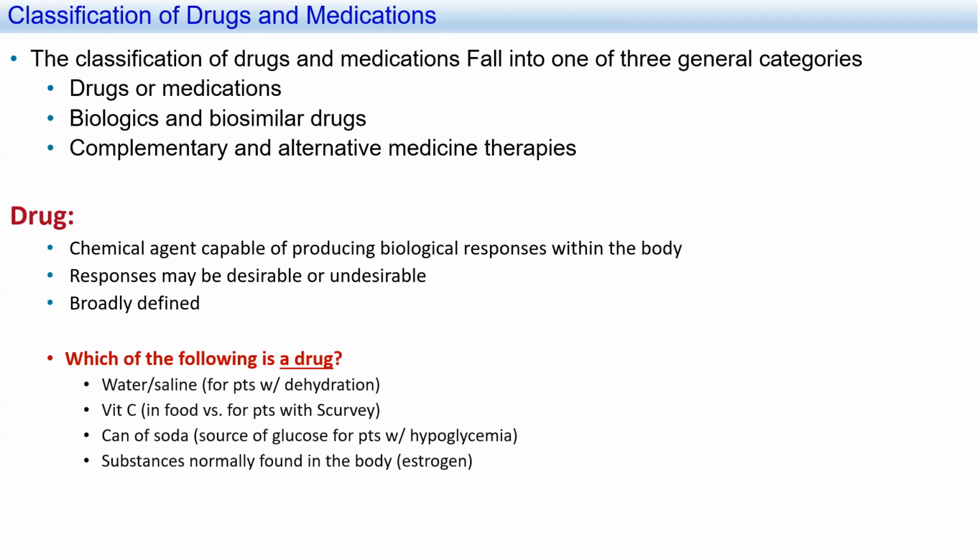Now, a drug is a chemical agent capable of producing biological responses within the body. Responses may be desirable, in other words therapeutic, or undesirable, which are adverse effects or side effects. So it's broadly defined, but any substance that is taken to prevent, cure, or reduce symptoms of a medical condition can be labeled or categorized as a drug. Any chemical that can affect living processes.